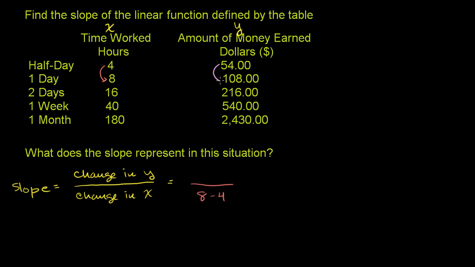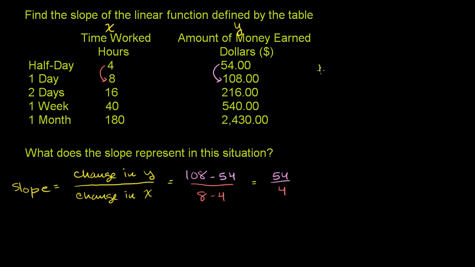Well, I go from $54 to $108. So the difference in the amount of money I make is 108 minus 54. So what is my change in my dependent variable? Well, that's going to be 108 minus 54. Well, that's just 54. And then what was the change in the amount of hours I worked? Well, the change in the hours I worked was 4 hours. So if I work 4 more hours, I make $54 more. Let me put an equal sign there. So what is 54 divided by 4?